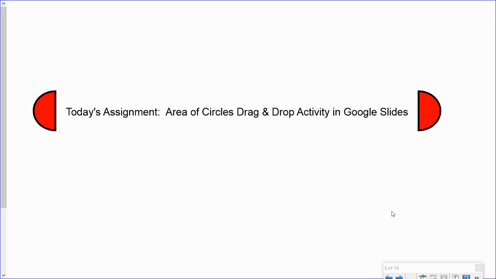What you're going to do today to practice area of circles is a drag and drop activity that you will find in Google Slides. If you have any questions, please reach out and ask me.